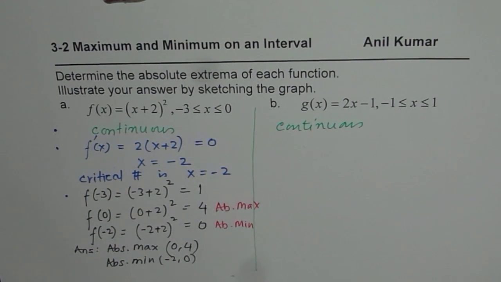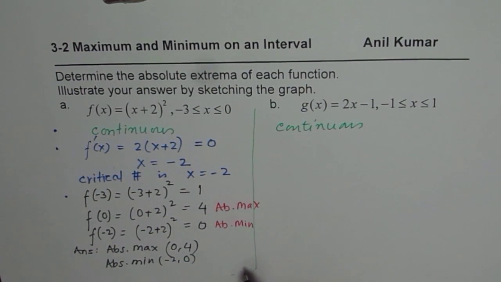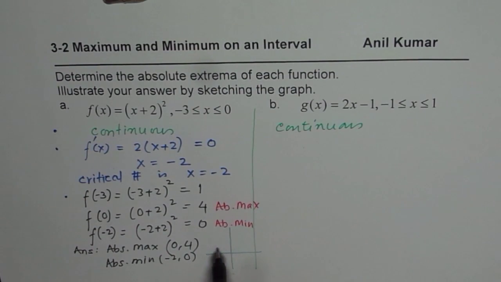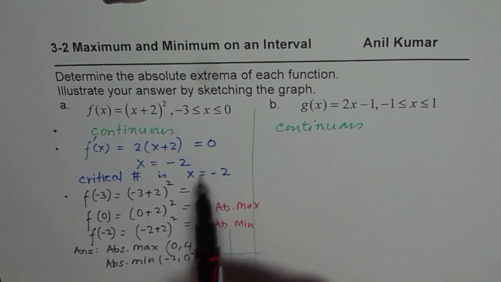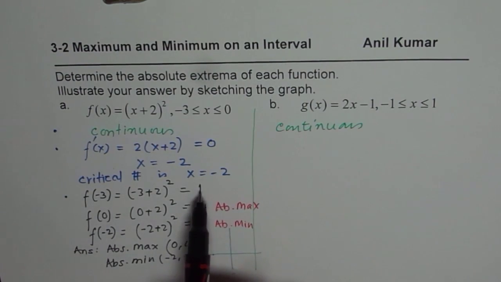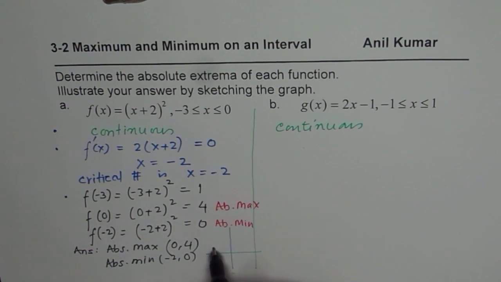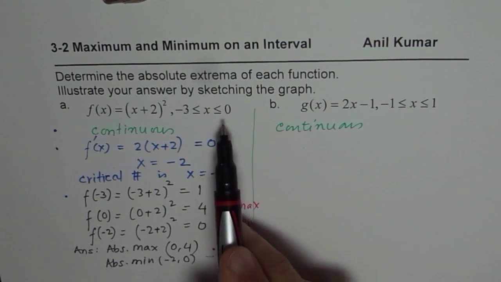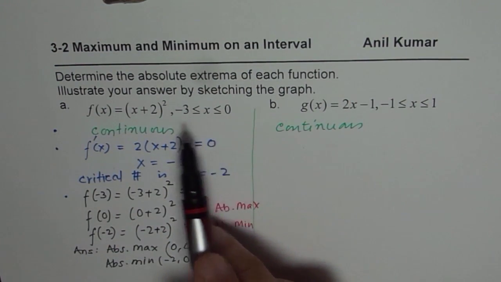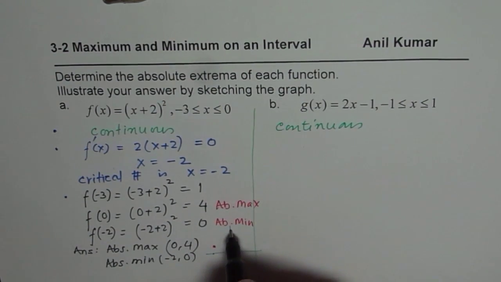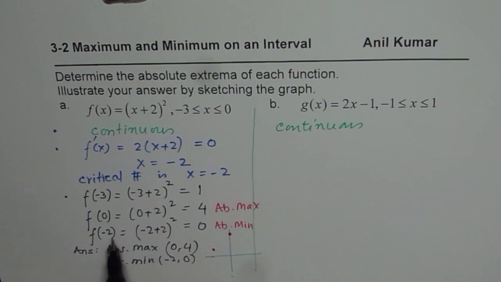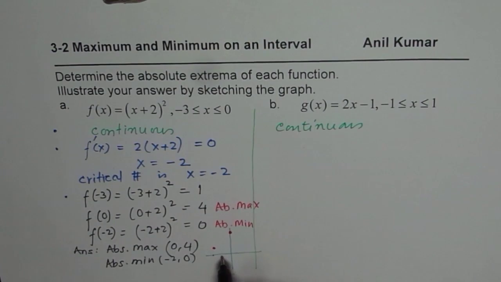And then we need to sketch this graph. So let me just sketch it on the side. So I'll make a small sketch here, right? We have very limited space. Minus 3 to 0. So let us say this is minus 3. We found that at minus 3 the value is 1 for us, right? And then we had 4. At 0, the value for the function is 4. And at minus 2, the value is 0.